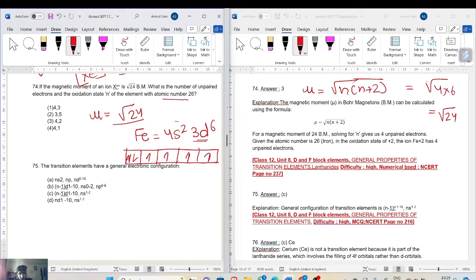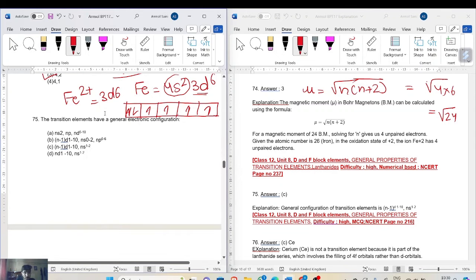So I don't want these two electrons for this, so I will remove them. So the iron will become Fe2+. In Fe2+ it will be 3d6, and we have 4 unpaired electrons, and the magnetic moment will be root 24. So the correct answer will be 4 comma 2, because 2 will be the charge. So I think this question will be clear. Now 75, the transition element general electronic configuration. This is a very basic question.